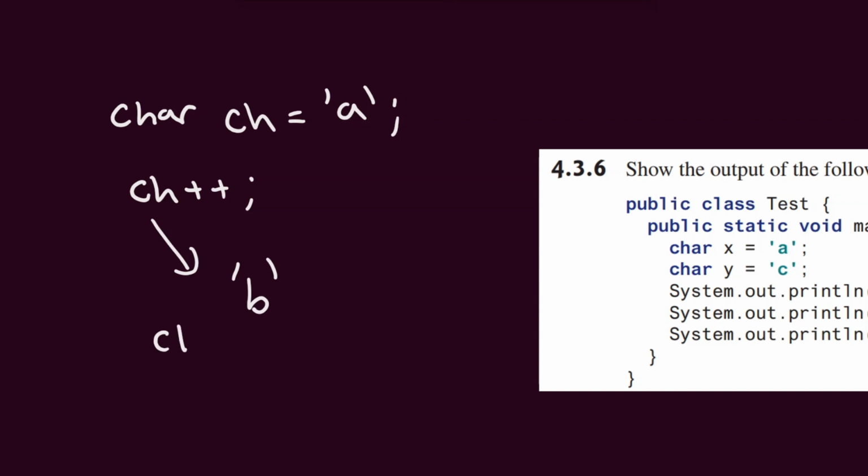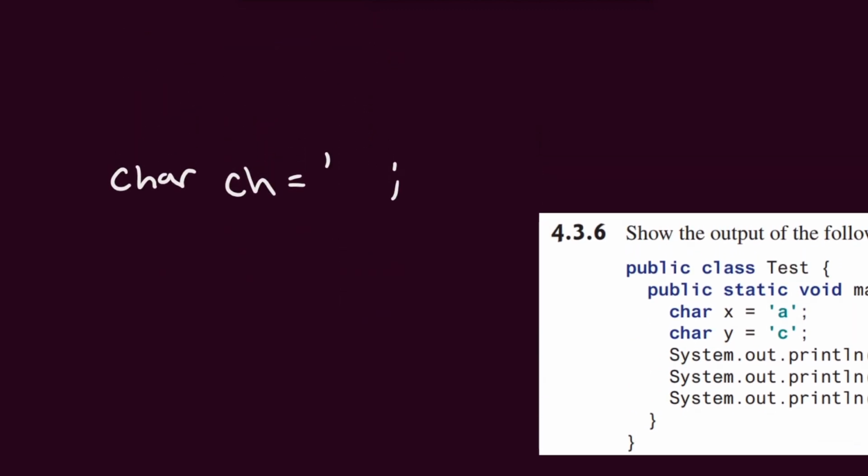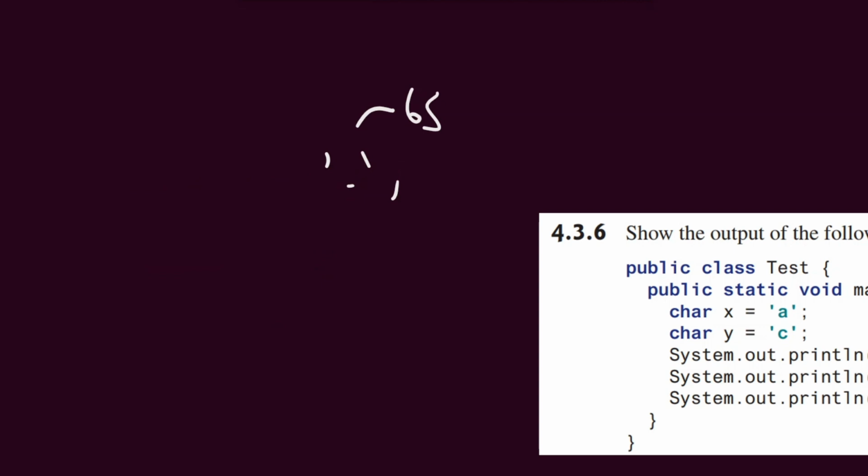And if you do ch++ again, then it's going to be c. And the number hiding behind it is also counting up. That's what's interesting. That's also what makes characters so cool. And same with uppercase A. You can imagine the number behind it is increasing, because recall A is 65. So let's do ch++. 65 turns into 66. If we print out ch, then that's B, and B is 66. So with that out of the way, let's try and solve the following.